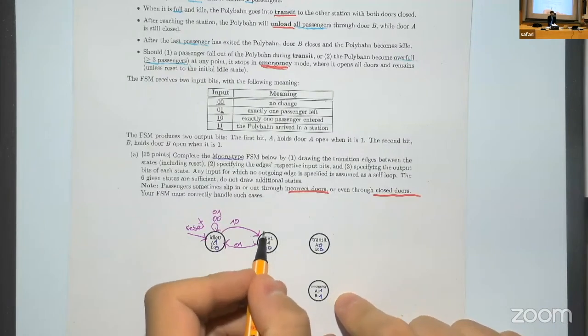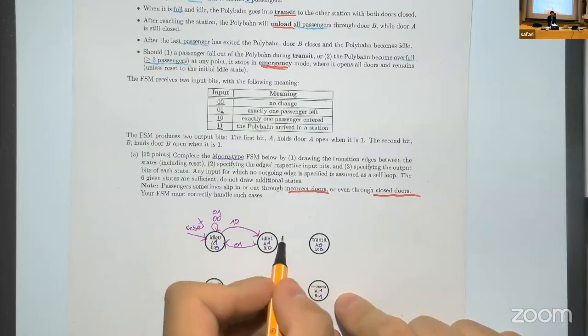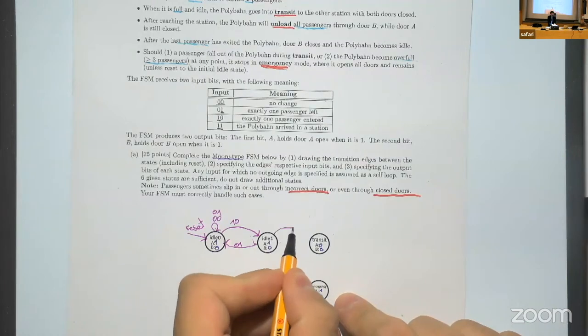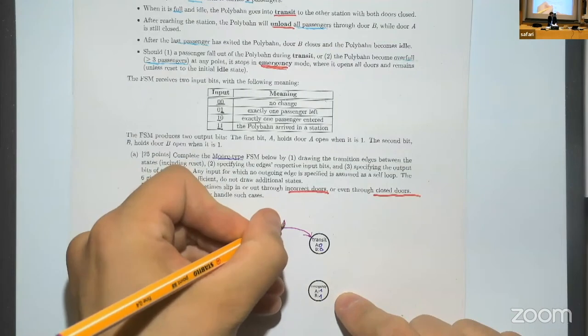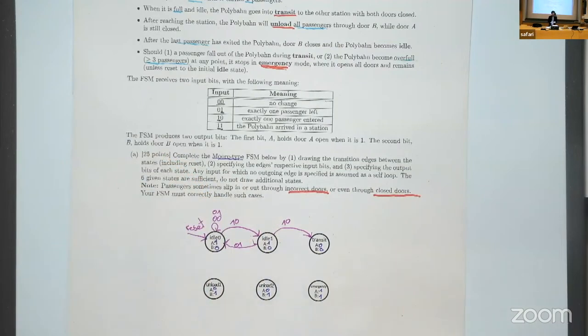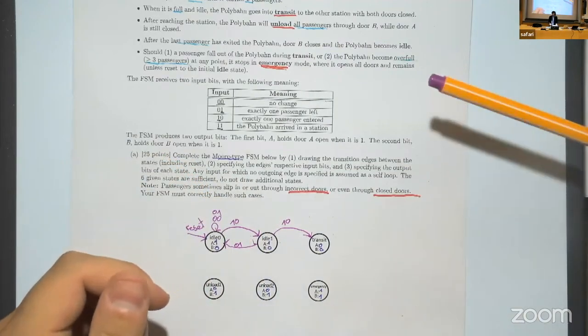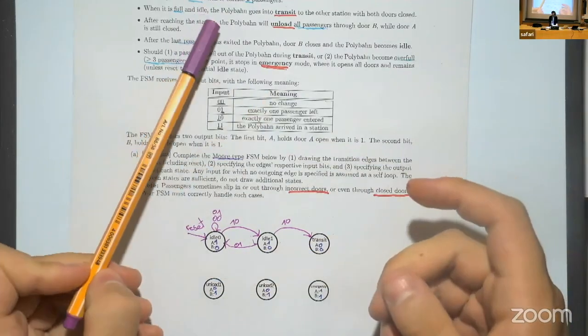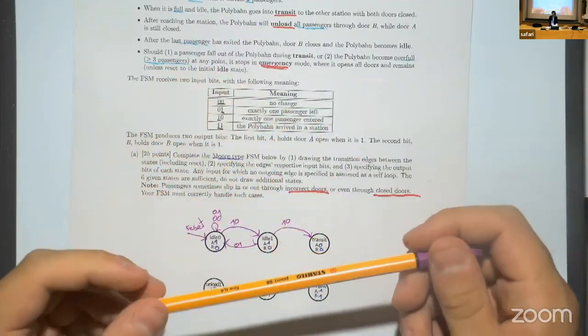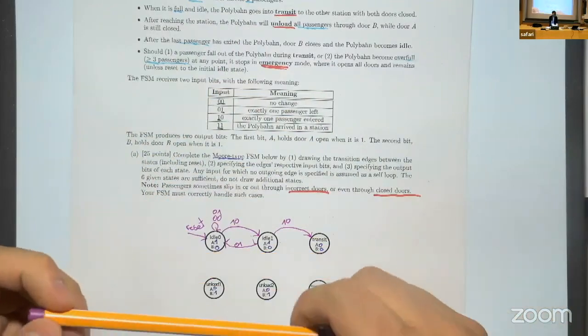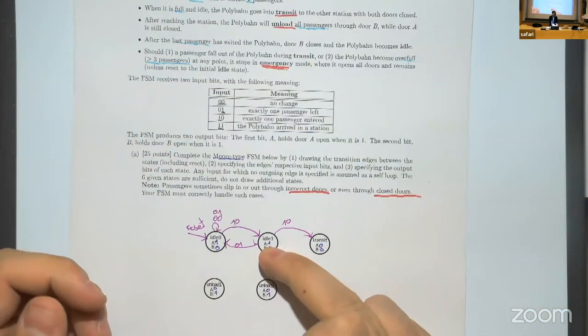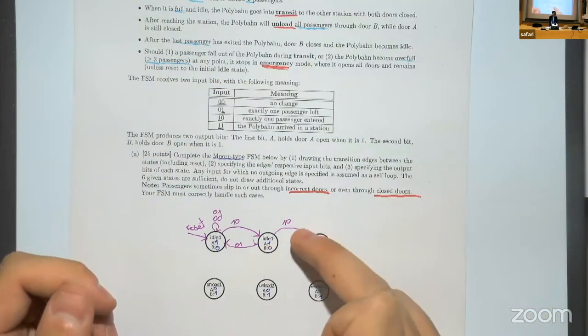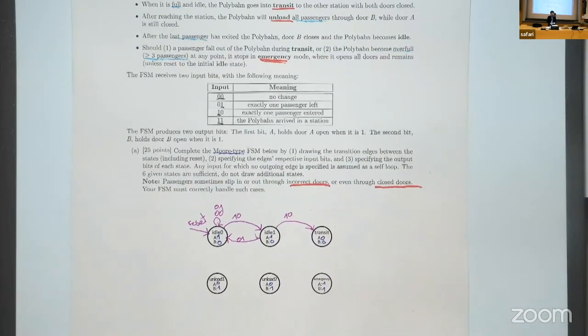So if we have 1 passenger and they are in idle state, if you get an additional passenger, we should go into transit. As specified, when it's full and idle, the polygon goes into transit to the other station with both doors closed. So full is at least 2 passengers. We had 1 passenger, we added 1 more. Now we go into transit right away. That's fine.